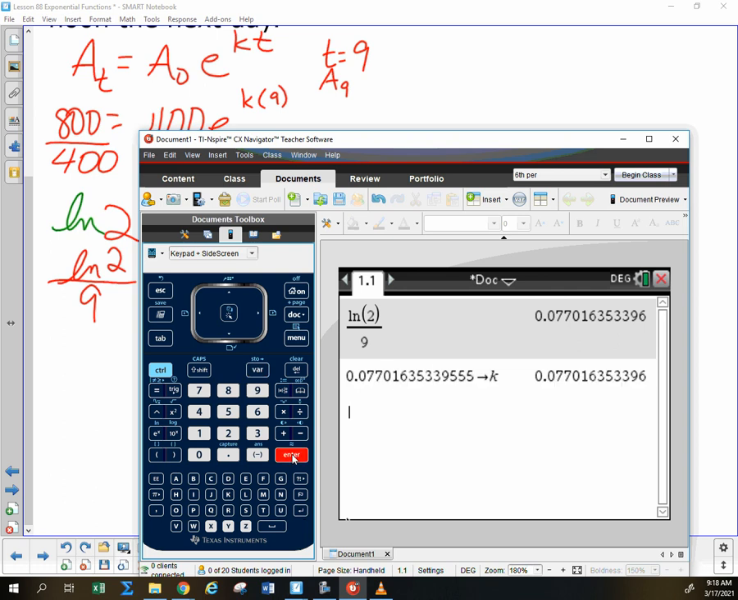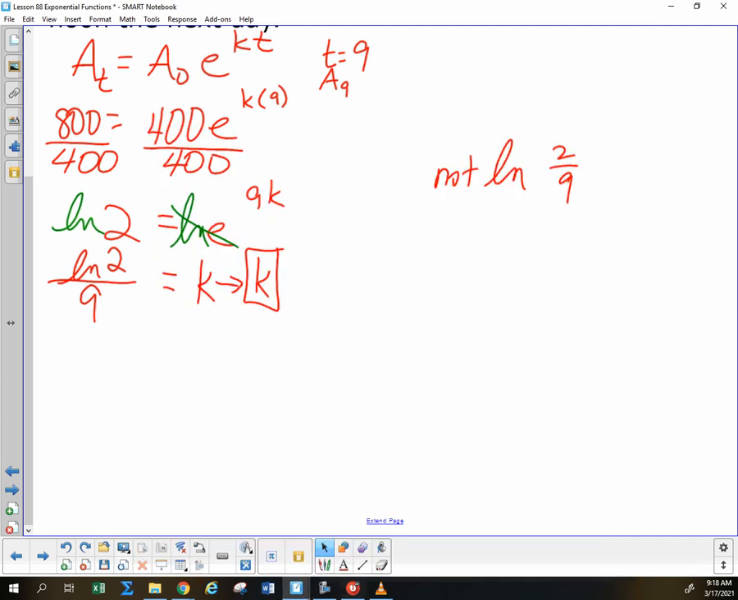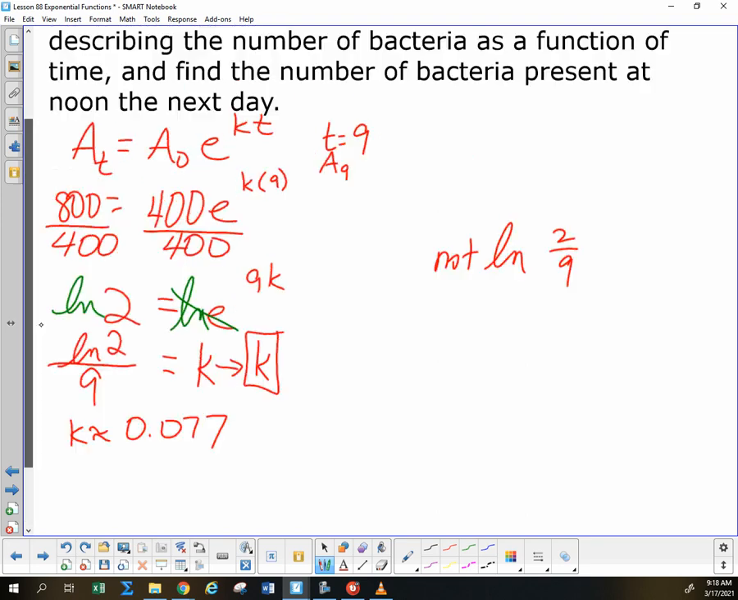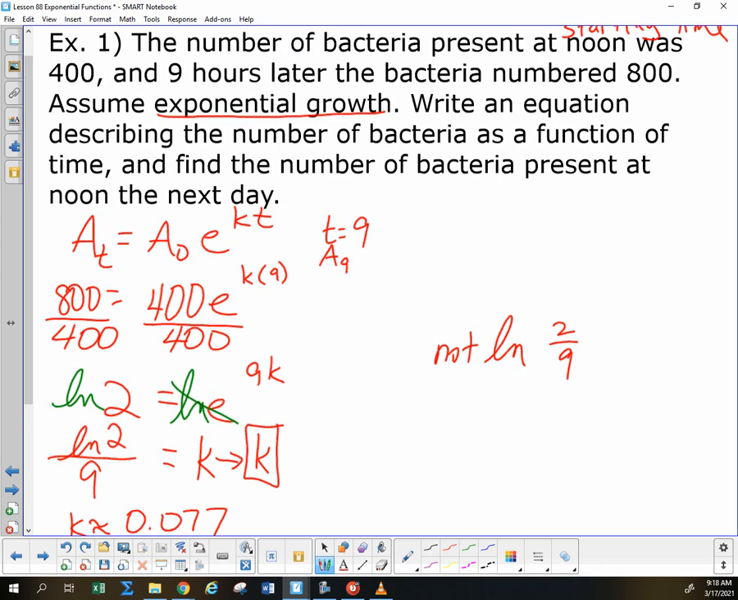And then we are going to write down that it was approximately 0.077. But then we will be using the stored value in our problem. Okay, now we have stored it. Now we need to continue with the problem. So let's see, it wants us to write the general equation. So don't put any other numbers in yet.